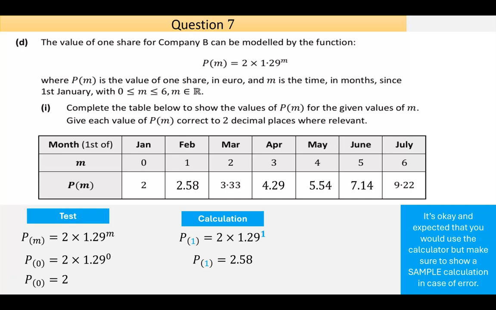Make sure to show a sample calculation in case you program the calculator wrong. Your answer should be consistently wrong, which doesn't have as big a penalty as if you have all the wrong answers with no work shown. In that situation, you get 0.